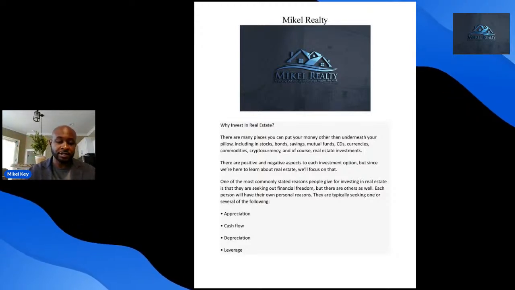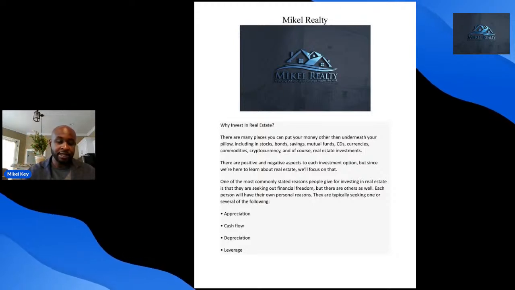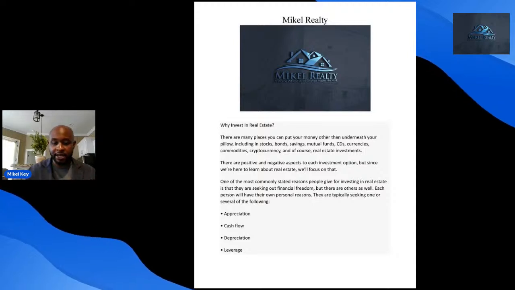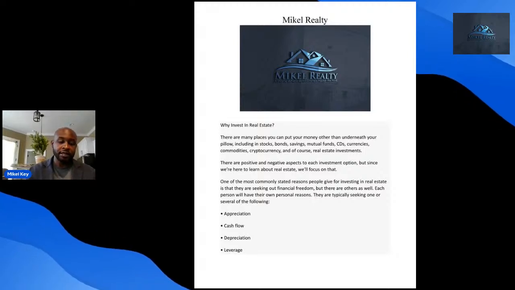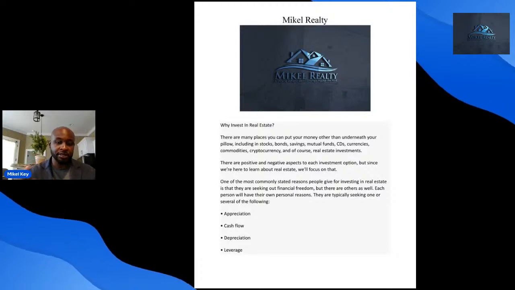Cash flow is simply rent. Most people know what cash flow is; they just hear it in terms of rent. Depreciation is an automatic tax write-off that the IRS gives you. So it's given, and it saves you a bunch of money at the end of the year.